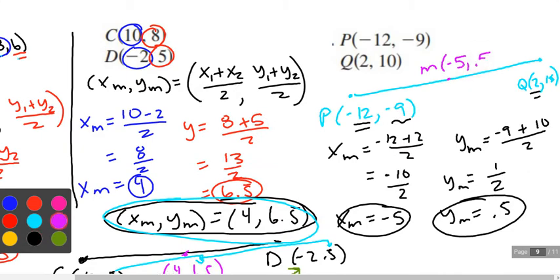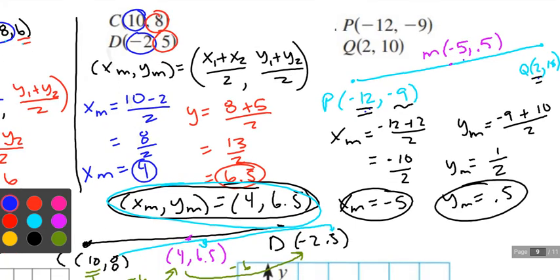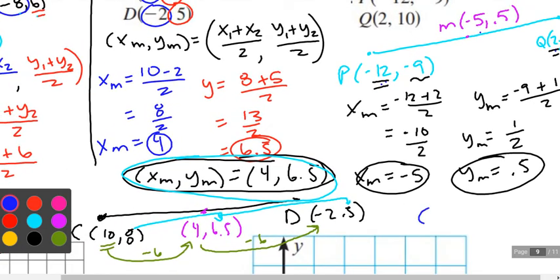Okay, let's do a quick check. Going from negative 12 to negative 5, we're going up 7 values. And so if you start at negative 5, go up 7, you do end up with 2, just like over there by Q. Negative 9 to 0.5, that means you're going up 9.5 values. And so 9.5 plus 0.5 is going to be 10. So it seems like it all checks out in terms of our midpoint. So x midpoint, y midpoint, negative 5, 0.5.